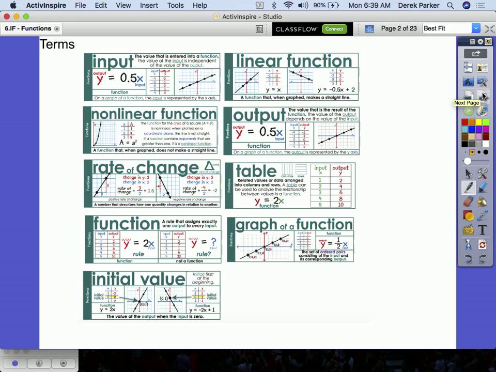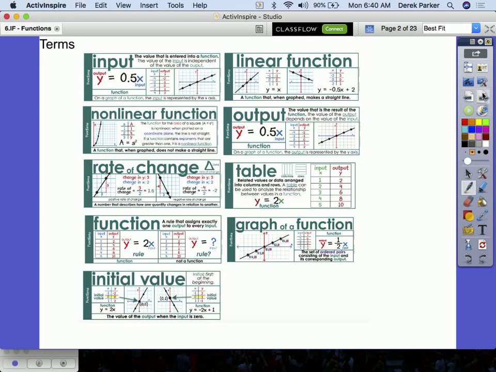Okay, terms to know. Input. Input is your x value. Output is your y value. The value of the input is independent to the value of the output. So that means the output is dependent to the input. Linear function: a function that when graphed makes a straight line. If it is a true linear function, it is a straight line. A nonlinear function is a function that when graphed does not make a straight line.